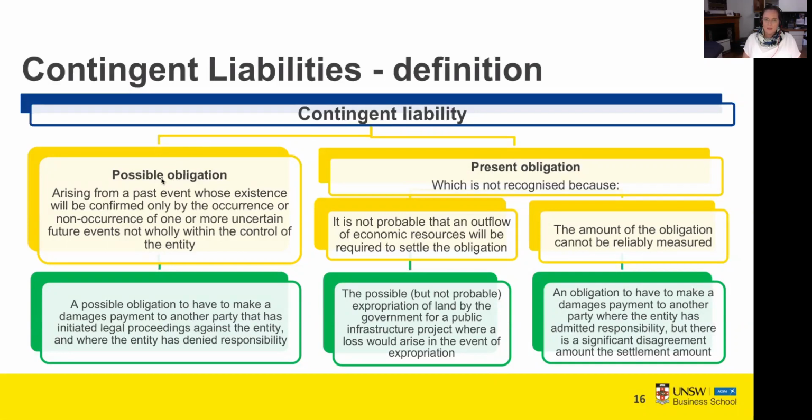Firstly, it could be that we have a possible obligation. A possible obligation is one where we are not sure whether or not there is a present obligation. And remember, the first criteria for recognition of a liability is that there has to be a present obligation. So if we're not sure whether there's a present obligation, we have what's called a possible obligation. A possible obligation is one where there has been a past event, but where the existence will be confirmed by something happening that is outside of our control.